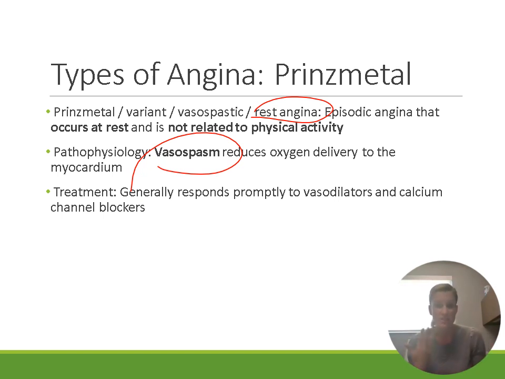Treatment for Prinzmetal angina generally responds promptly. It responds well to vasodilators like nitroglycerin. So when it happens, someone takes nitroglycerin, that works right away. And then calcium channel blockers for chronic therapy generally are very effective.